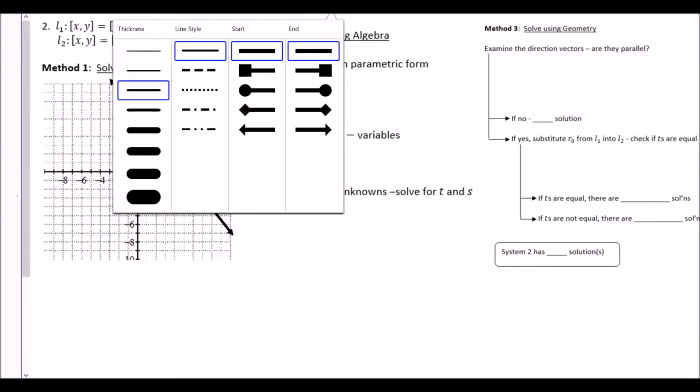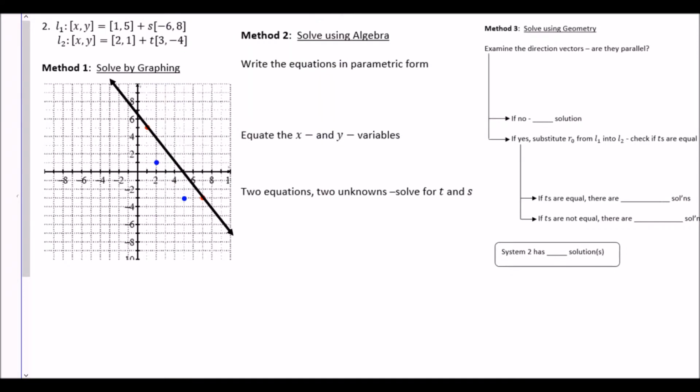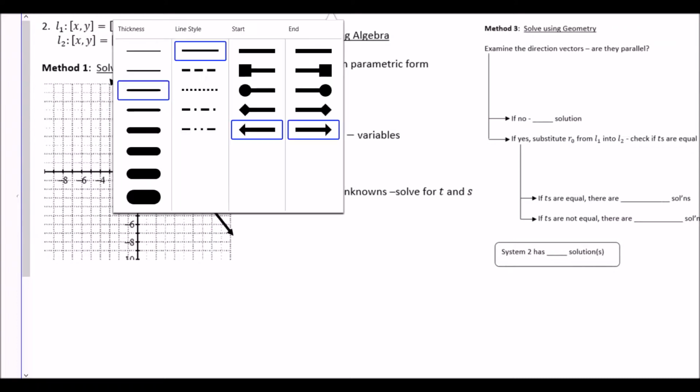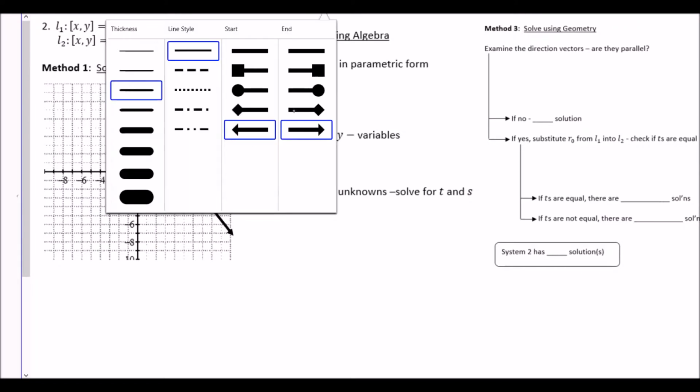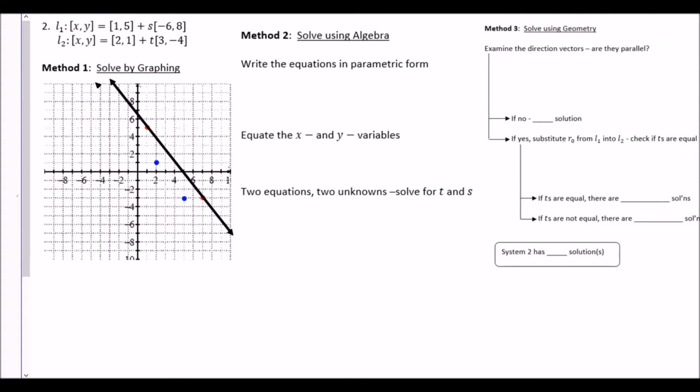Here we go. Let's see if I can... oh, that's not what I wanted. Let's try this again. There we go, and I want this guy here. There, that's better. All right, so there we go, and we can see that these two lines look parallel. Not 100% sure, but actually if you look here, the direction vectors are scalar multiples of each other, so yes, they're parallel.